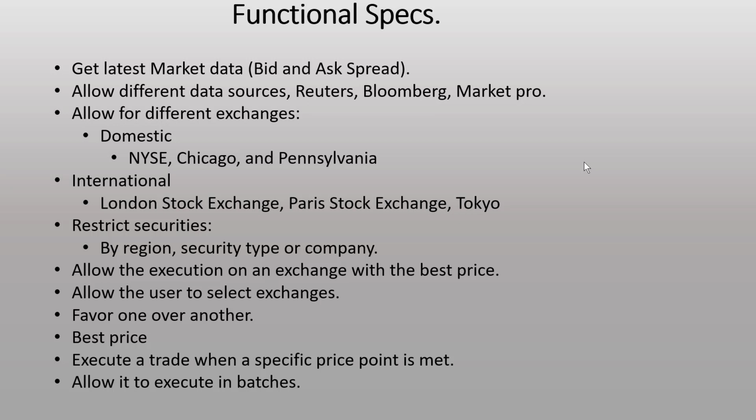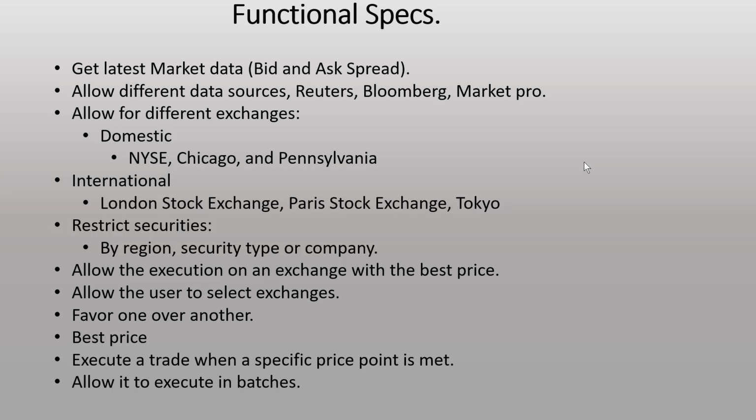Let's say it's a brand new system, and this is what they want. Okay, this is a finance application. The first thing they want is to get the latest market data, the bid or ask spread. Don't worry about what that means if you don't know. These are just specs for now, okay? There's another section on that in the book. Okay, allow different data sources. We could be getting data from Reuters, Bloomberg, or Market Pro, or any one of these other data providers. Anything that goes on in the market, if we have some sort of financial application, we need to get that data so we can process it. That's where our data comes from, okay?